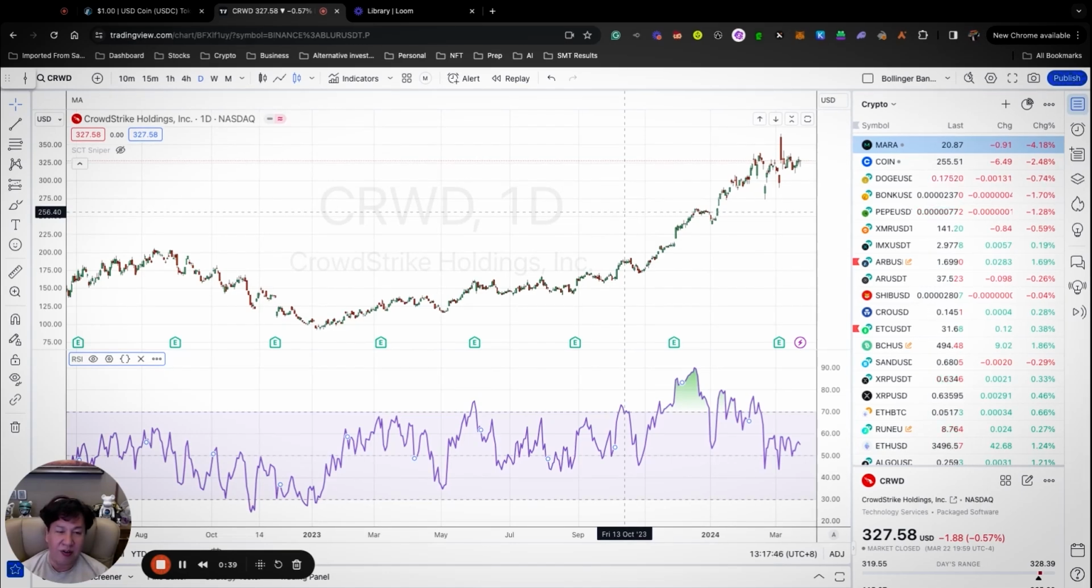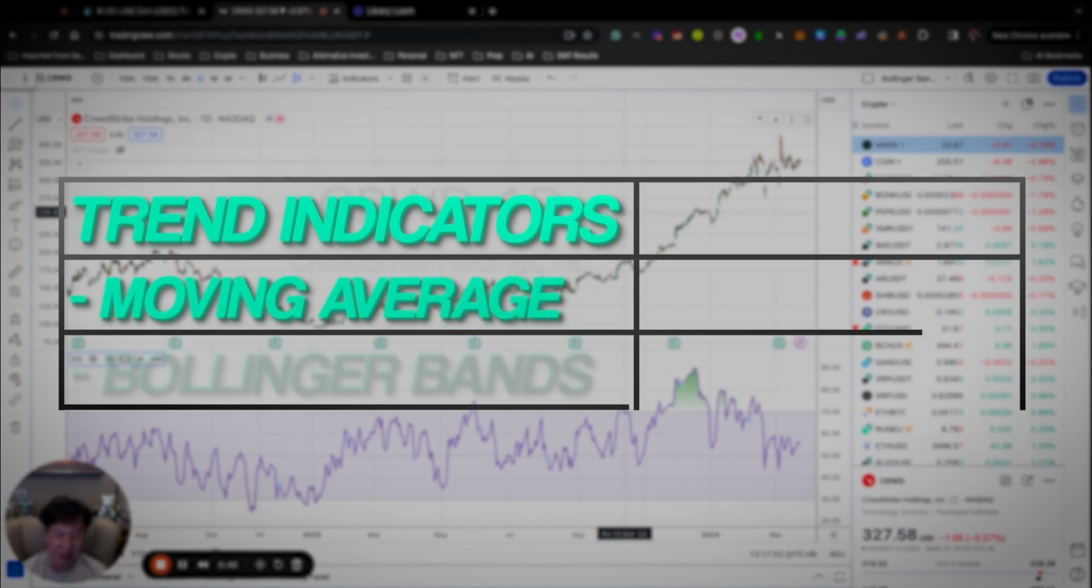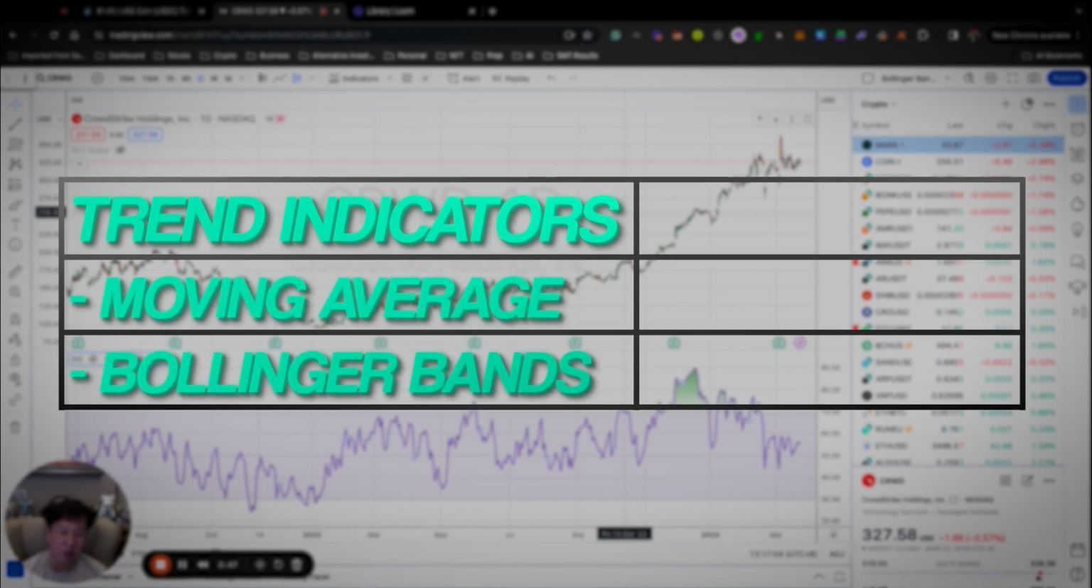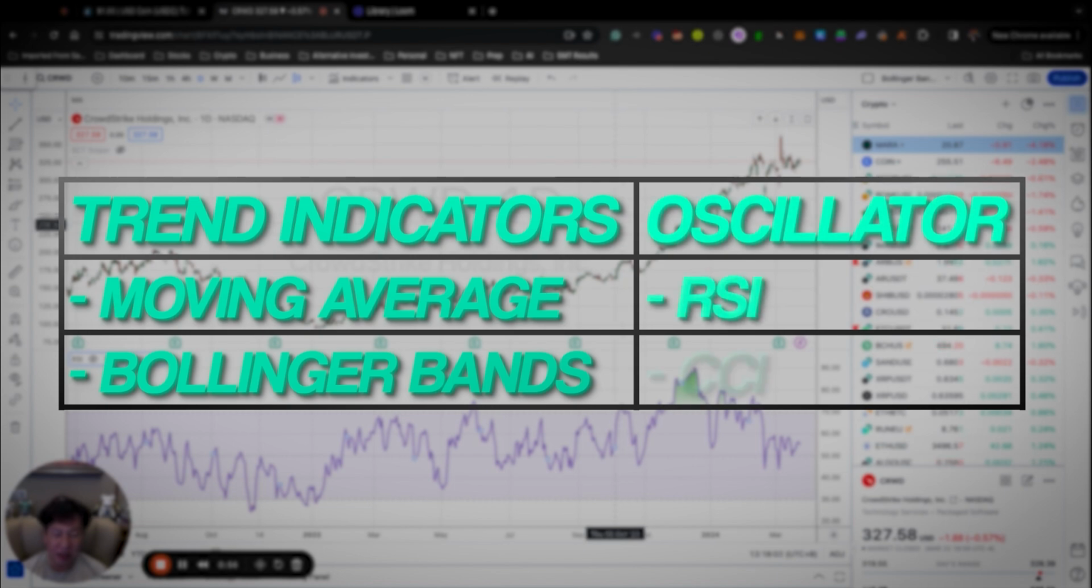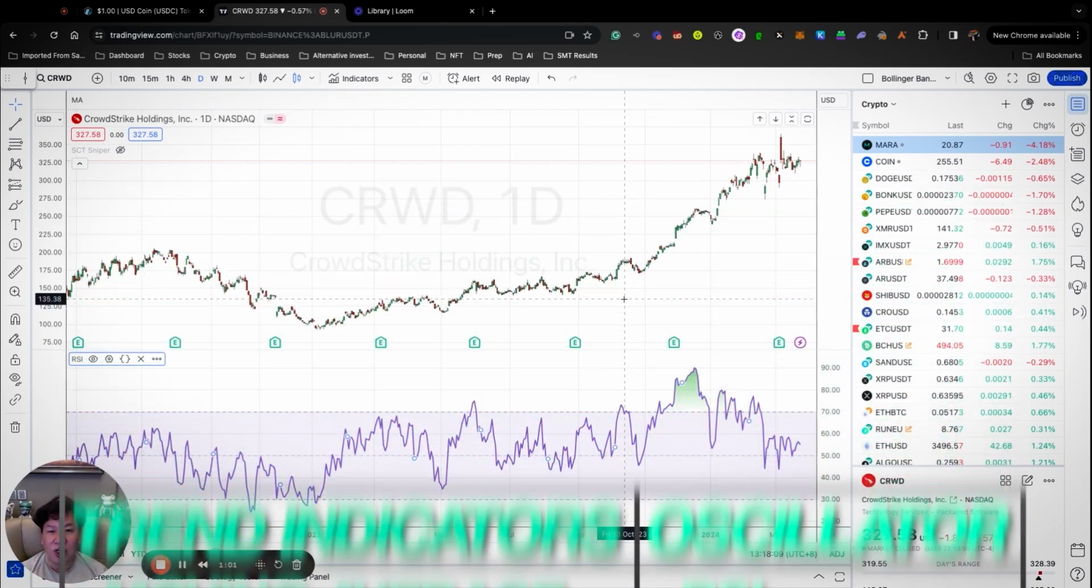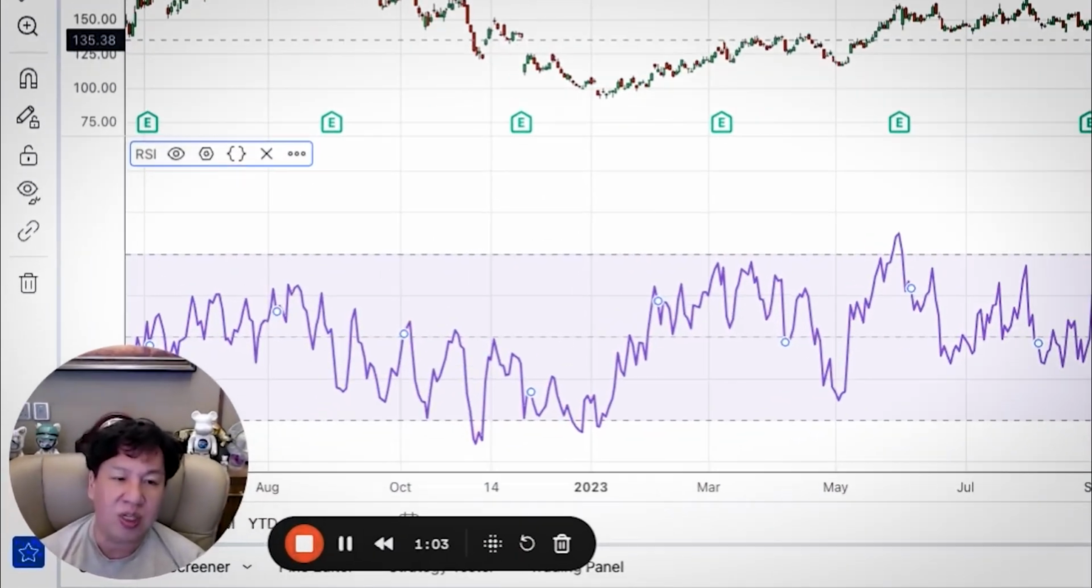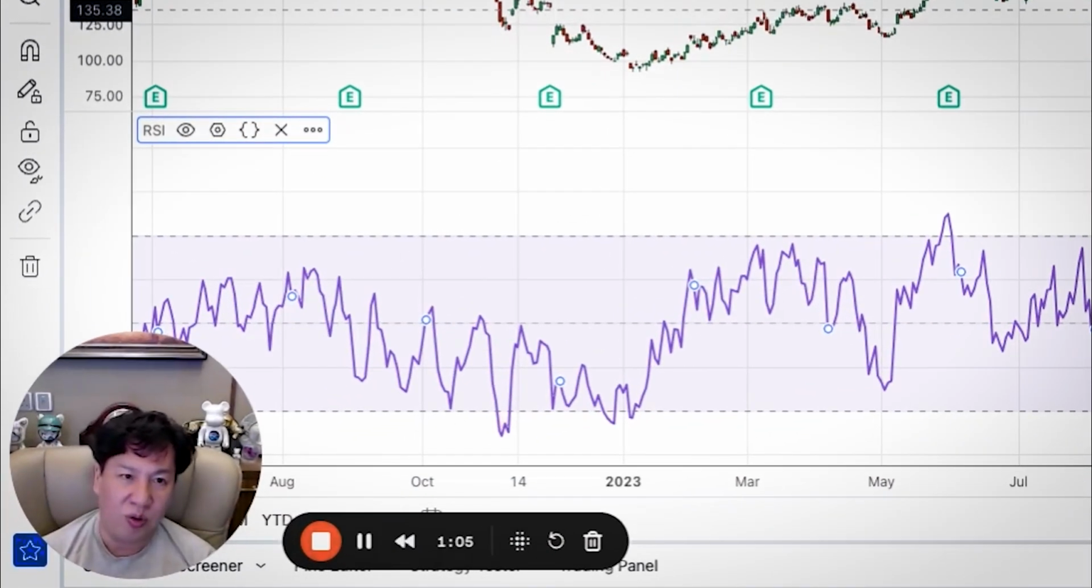So generally there are two big kinds of indicators. One is what we call trend following indicators, for example Bollinger Band and moving average. The other is oscillators, things like RSI and CCI. So today we want to focus on RSI. How can you use RSI to help you look at the charts?